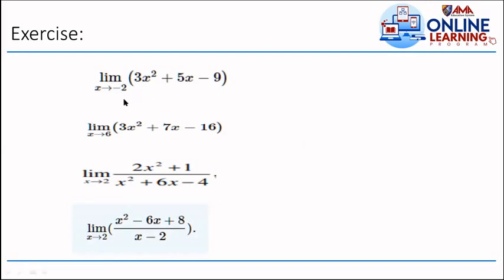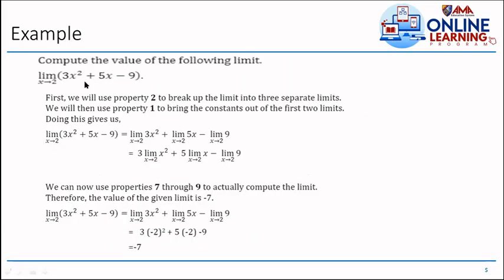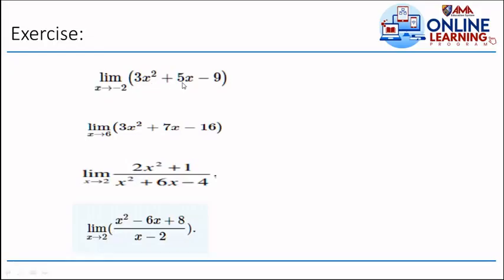For number 1, the answer is negative 7. We did this earlier. Limit 3x squared plus 5x minus 9. So that's our exercise number 1. 3x squared plus 5x minus 9. So negative 2 squared is 4, times 3 is 12, plus 5 times negative 2 is negative 10. So 12 minus 10 is 2, minus 9 is negative 7.